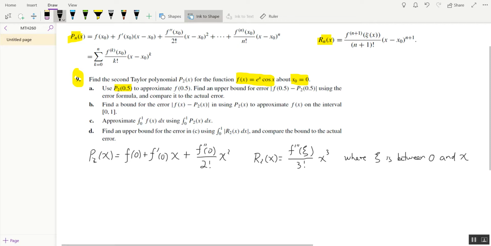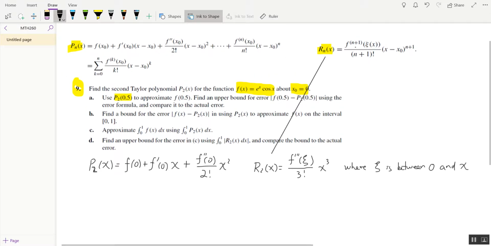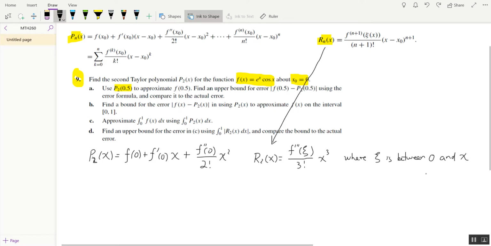So here, to save time, I already wrote down the P2. So when n is 2, the remainder right here, right? So we are gonna find the third derivative here. That's why we have f third derivative at xi over 3 factorial times x cubed, where xi is between 0 and x. Now here's how I would take advantage of Mathematica.